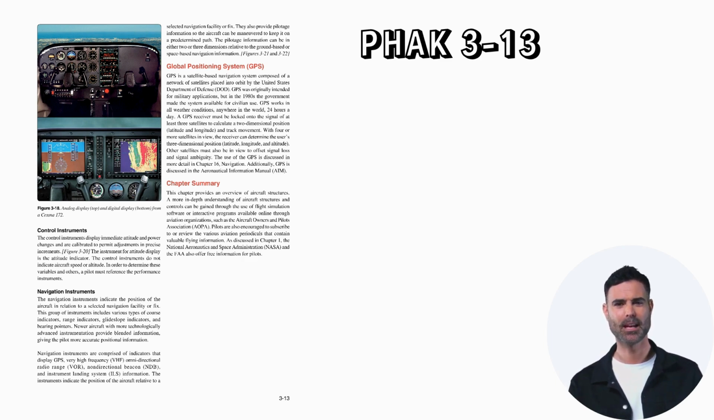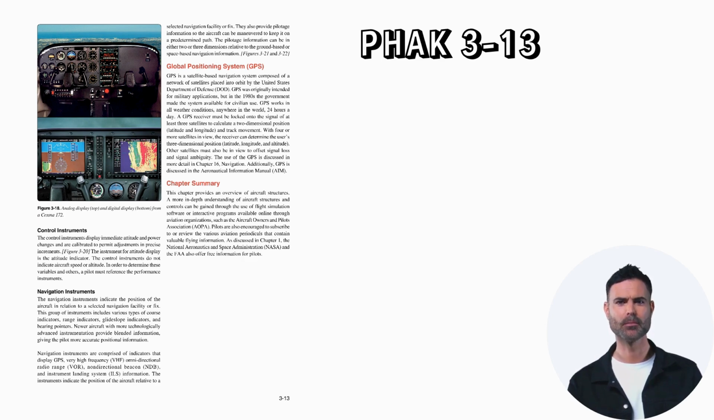The instruments indicate the position of the aircraft relative to a selected navigation facility or fix. They also provide pilotage information so the aircraft can be maneuvered to keep it on a predetermined path. The pilotage information can be in either 2 or 3 dimensions relative to the ground-based or space-based navigation information.